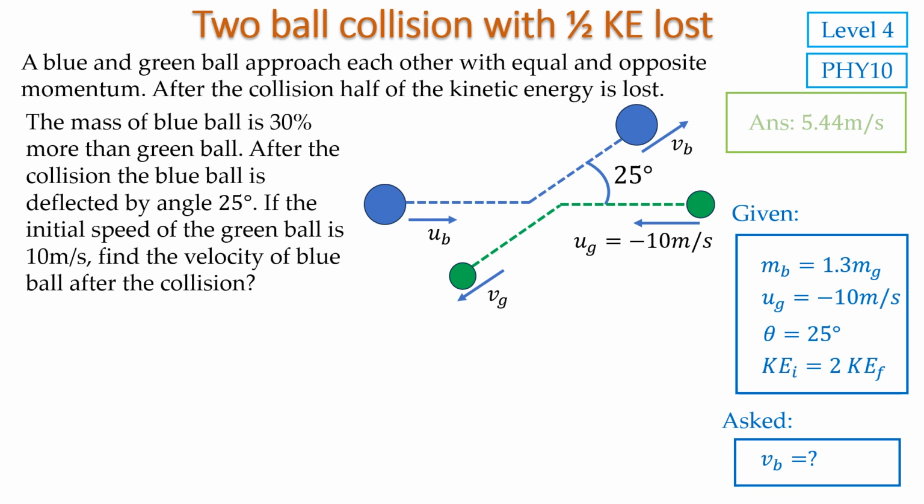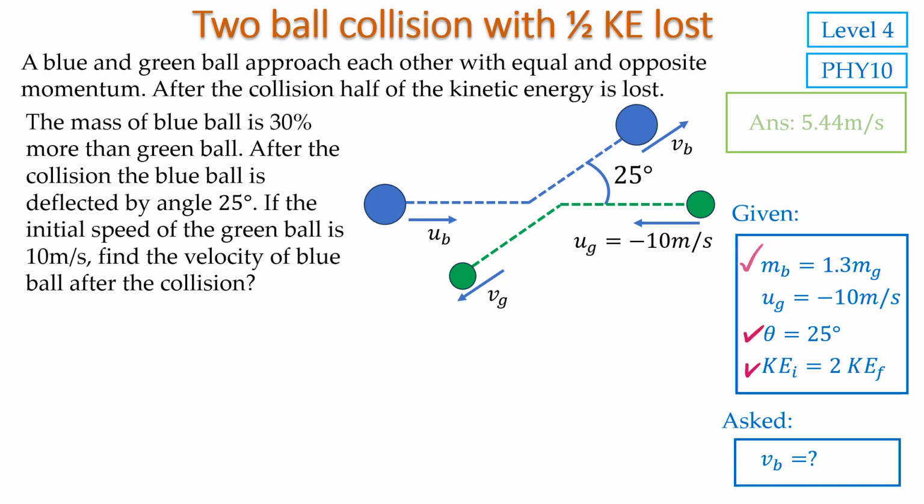This is a very interesting problem that I think you will enjoy. You have a blue ball and a green ball rushing towards each other with momentum of the same magnitude but in opposite direction. They collide and half of the kinetic energy is lost, and the blue ball gets deflected by an angle of 25 degrees.